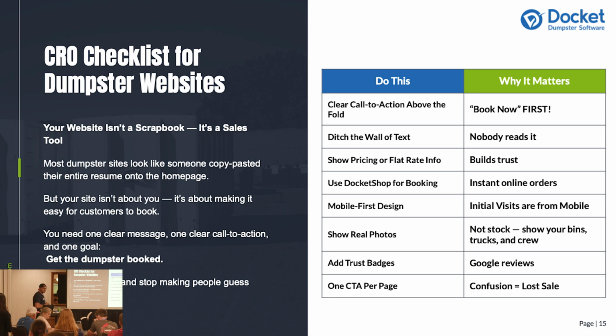Instant online orders. 85% of people prefer to book online. And that's not just with dumpsters, that's just in general. People like buying online. We prefer to do that versus calling, versus filling out a form, etc. 85%. And so making sure that you can do that is incredibly important. Mobile first design, we've kind of covered that one to death.